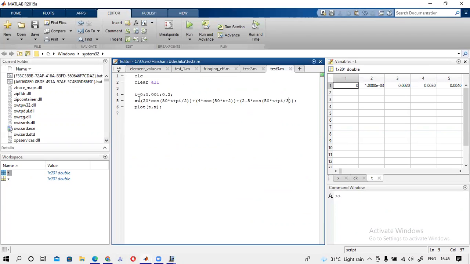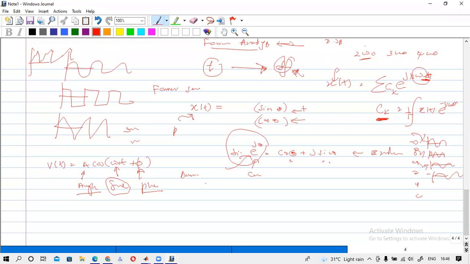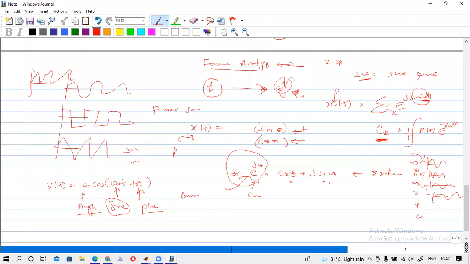So if I add 5 volt, or maybe -5 volt, maybe 10 volt, any value, the frequency will not change. If you add a DC component, the frequency will not change. So if you want to add -5 volt, how can you do it?